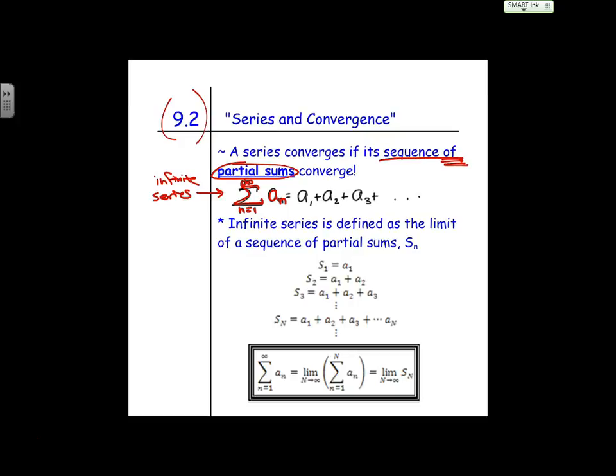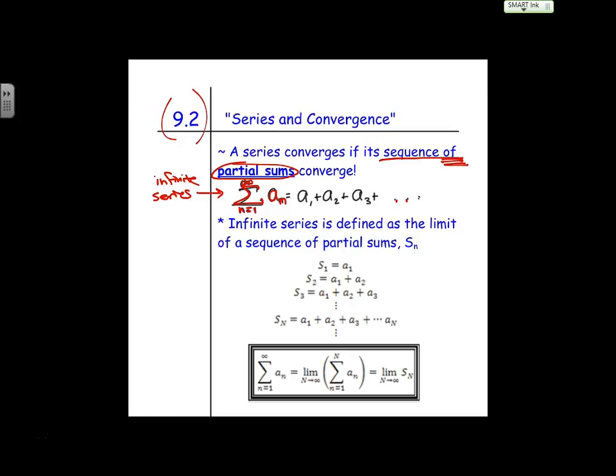A1 plus A2 plus A3 plus dot dot dot. Is there an n? No. Why is there not an n? Why is it a dot dot dot? Because it goes to infinity and beyond. An infinite series is defined as the limit of a sequence of partial sums.